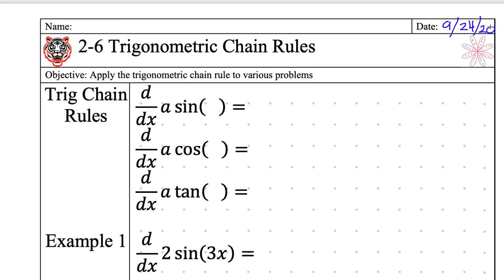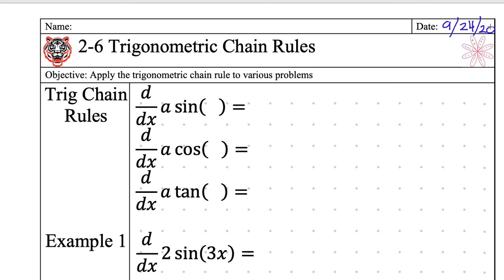All right, our objective today, Teflon, go. Just say it fast and no one will know. There it is, yeah. And if you don't like saying the word, you can also say trig. Apply the trig chain rule. Yeah, trig chain rules. Now it's a tongue twister.